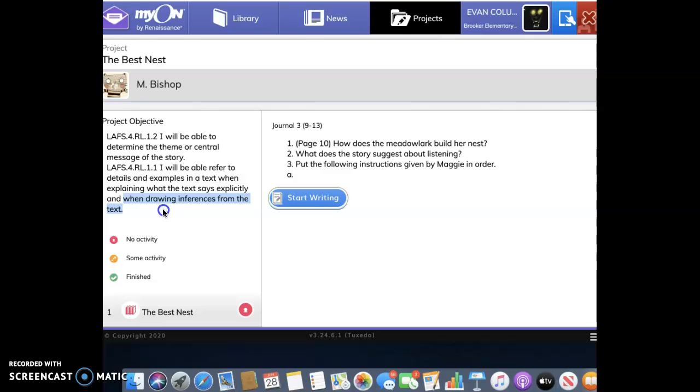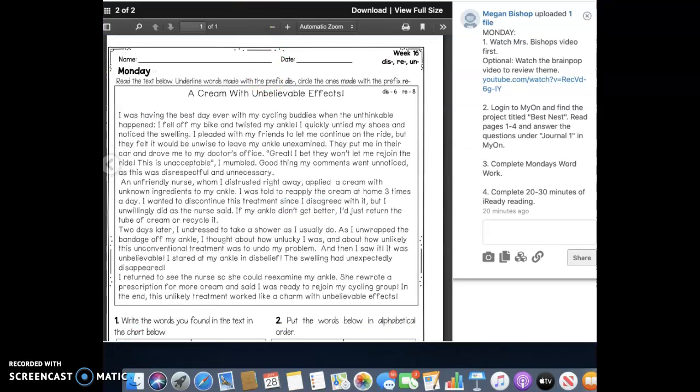Then this says, and when drawing inferences from the text. So in 4th grade, we focused a lot on making inferences, and an inference is using what the text says and what we already know to make a prediction or draw a conclusion. Okay, so that's reading for this week.